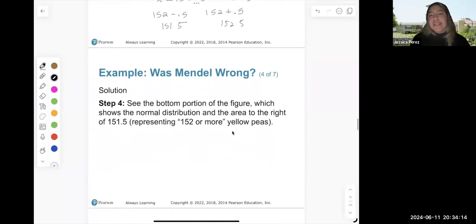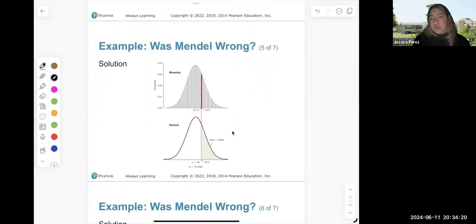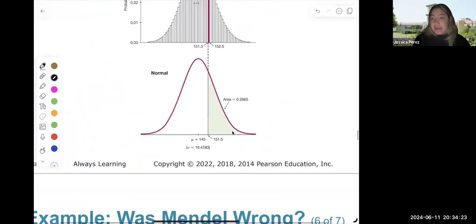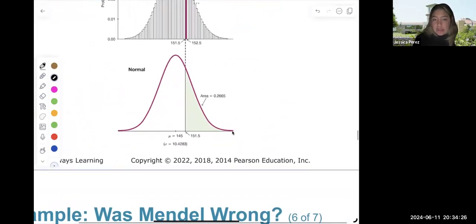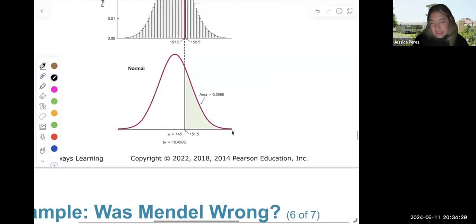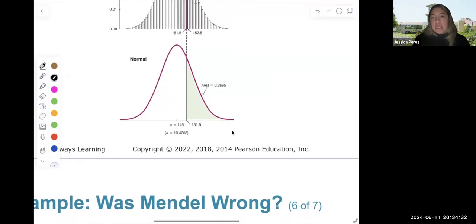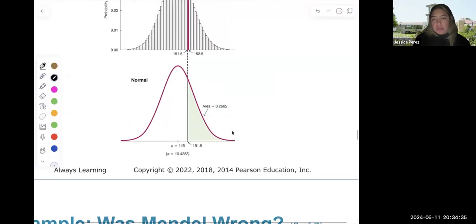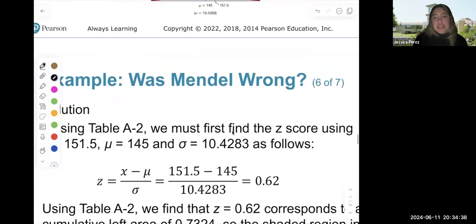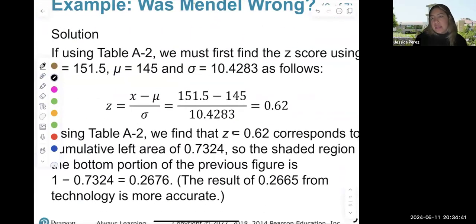Okay. So this one is saying representing 152 or more. So that means we're shading to the right. We are going to find the area under the curve. It's already telling us what it is. But we're going to be using the z-score. Okay, we need to find what the z-score is. To find the z-score, we can use table A-2. Remember we have two different values for the continuity correction, 151.5 and 152.5. So we're going to look at both of them.